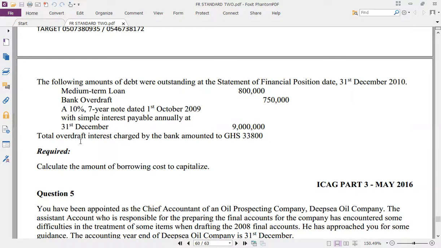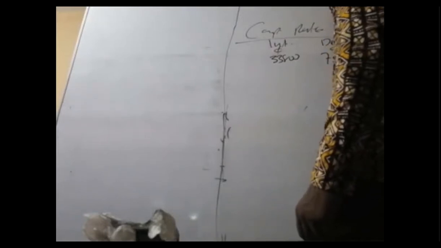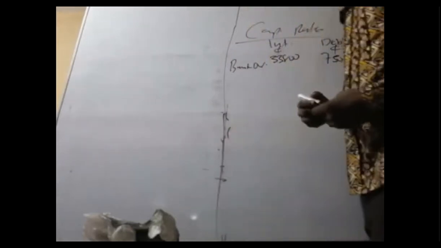10% bank overdraft. There's an interest here. Overdraft interest happens to be 33,800. And then the principal amount is what? 750, so 33,800 and 750. It's called bank overdraft, right? That's the figure. Let's go and pick the next debt.